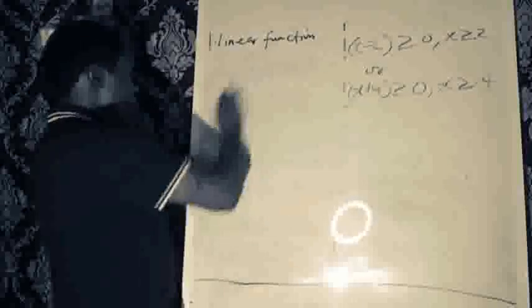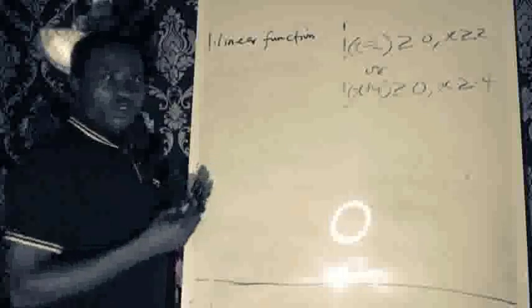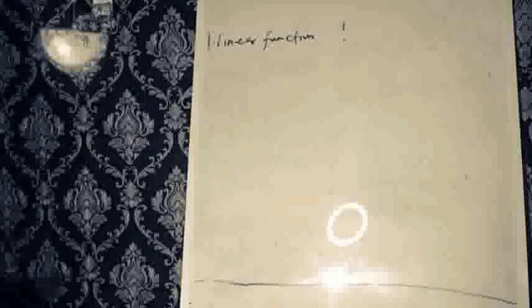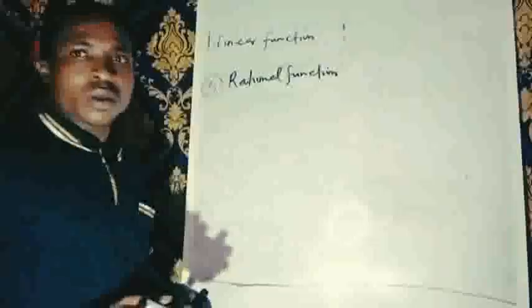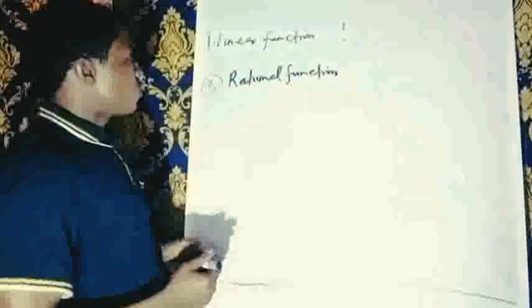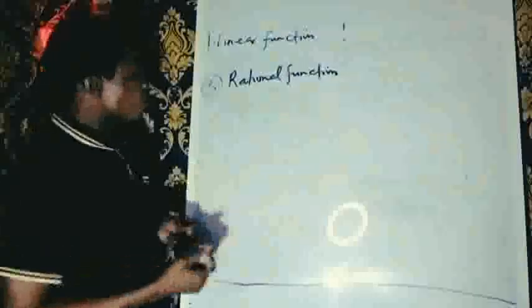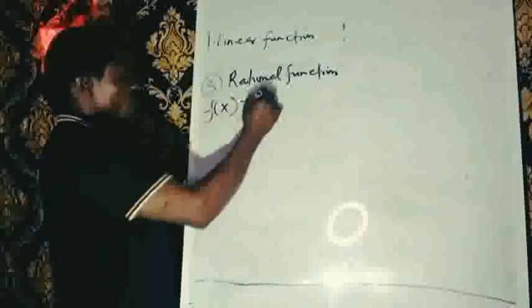Now the last one I'm going to do here is for rational functions. Rational functions are functions that are in fraction. Functions that are in fraction are called rational functions. Okay, so that's number 3 functions to consider. So of course we know that an example of such a function is f of x equal to 1 over x.